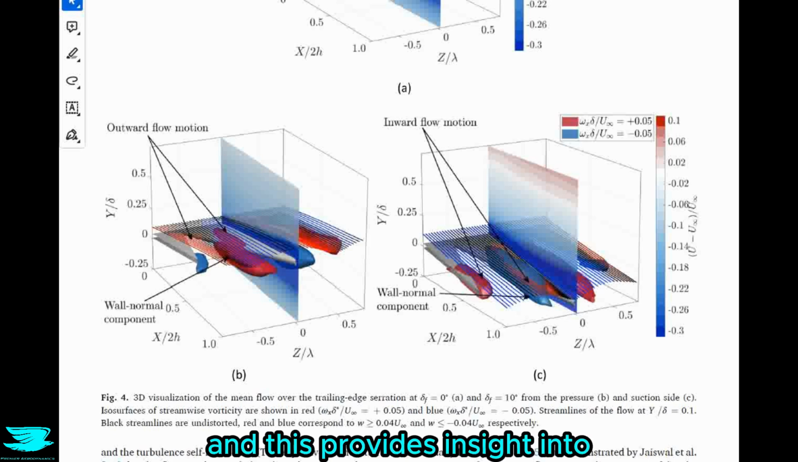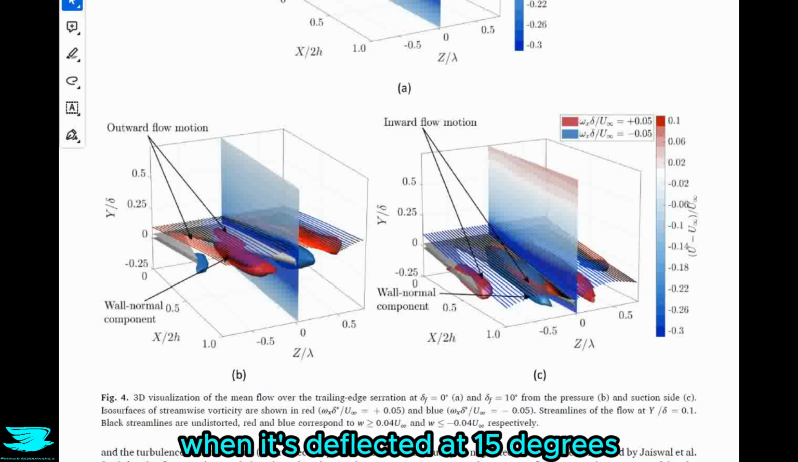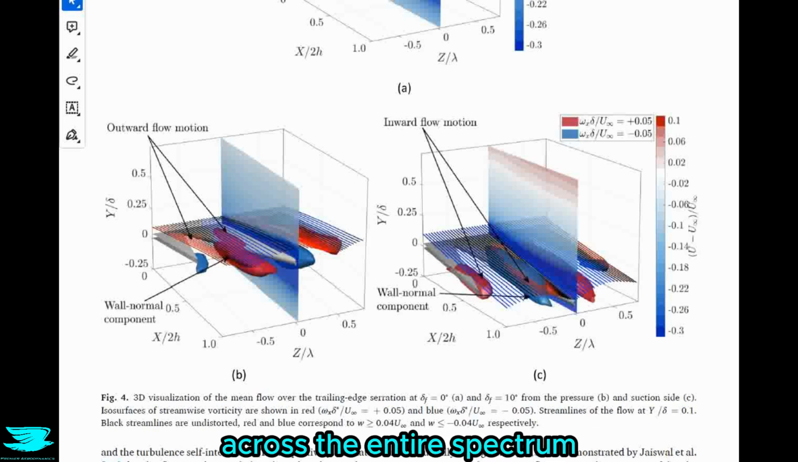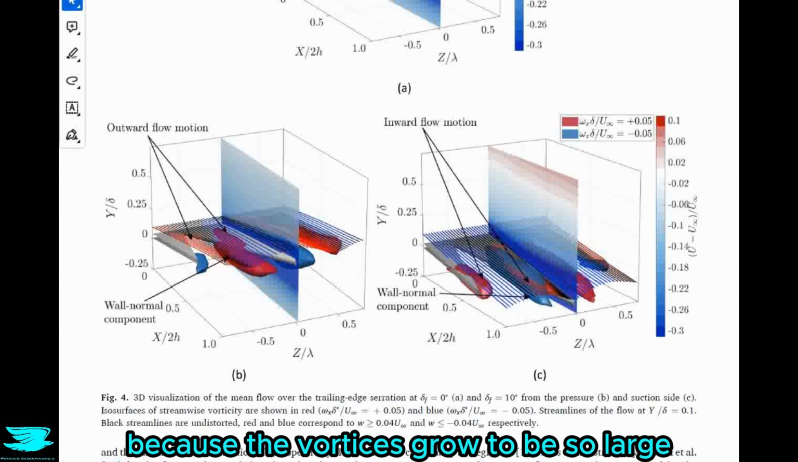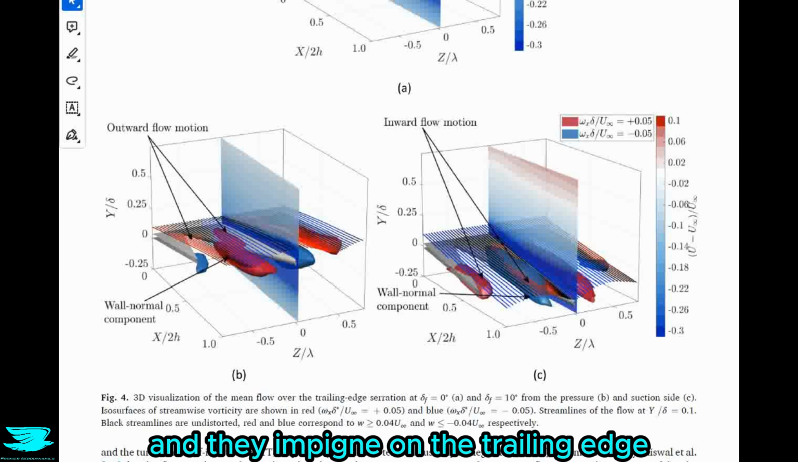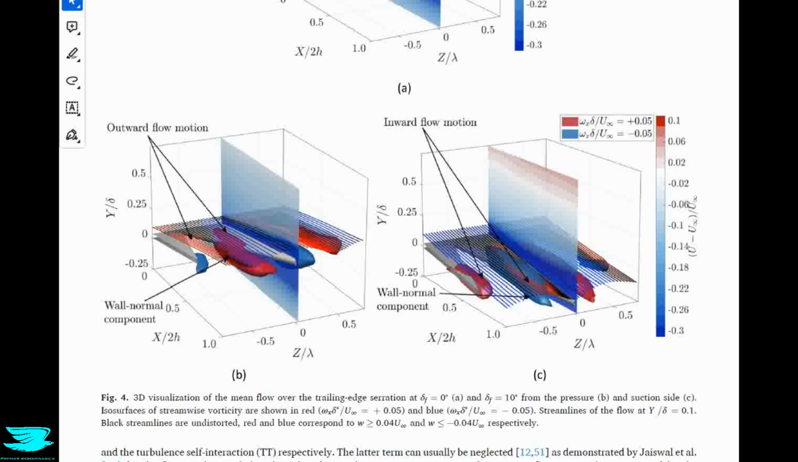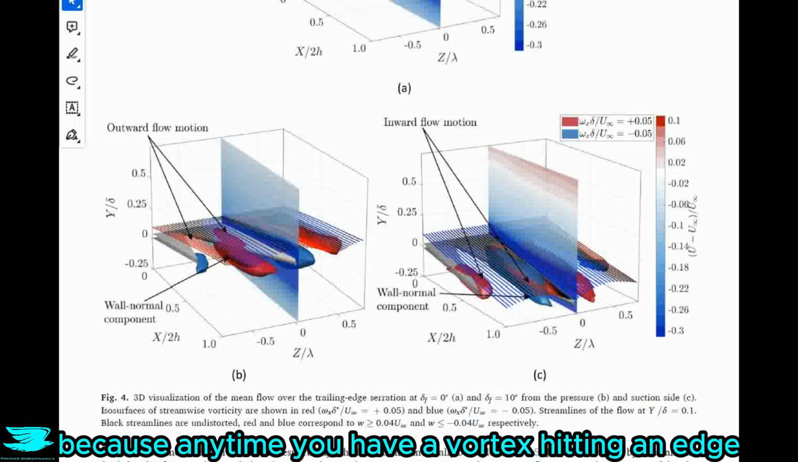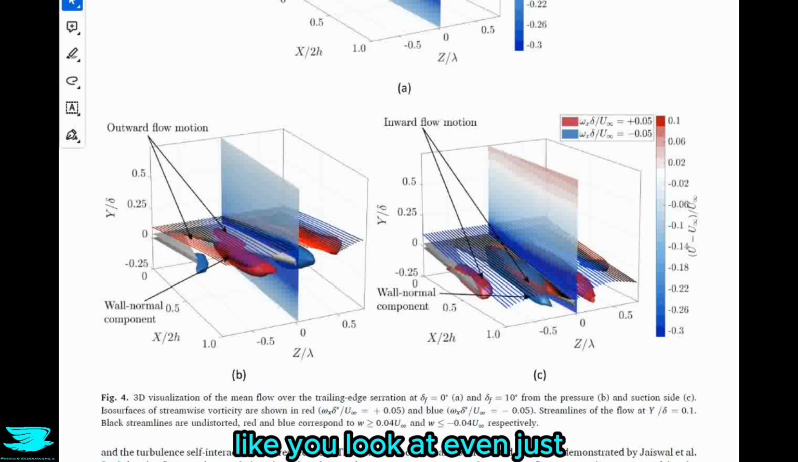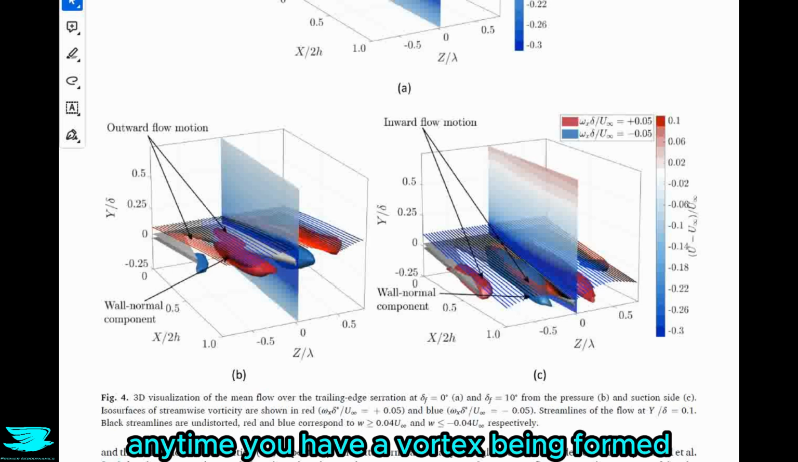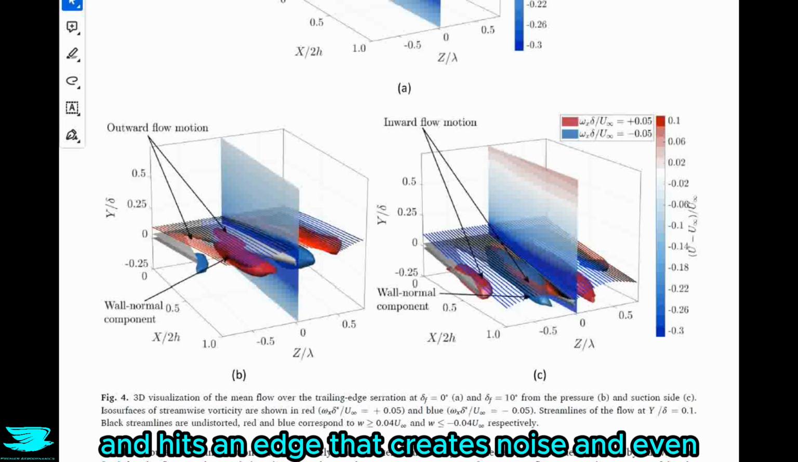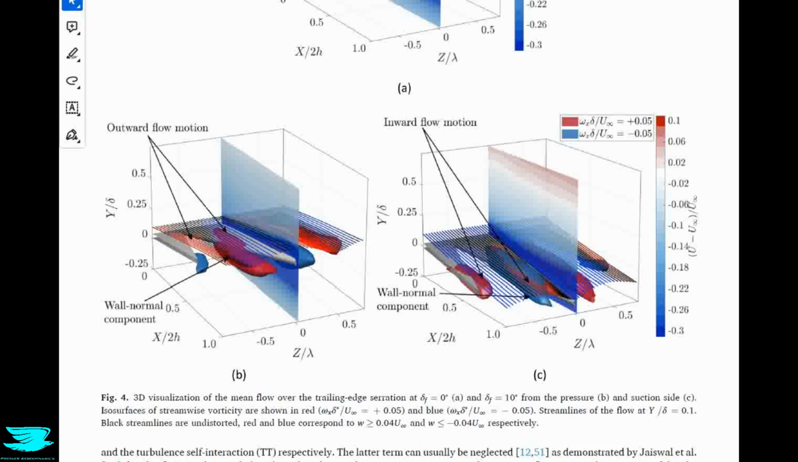And this provides insight into why maybe, when the flap is deflected at 15 degrees, the noise is not being reduced across the entire spectrum: the vortices grow to be so large and they impinge on the trailing edge, which then creates noise. That is very possible because anytime you have vortices hitting an edge, there is almost certainly going to be noise. Like if you look at even just airfoils, turbomachinery, anytime you have a vortex being formed and it hits an edge, that creates noise and often a feedback loop as well.